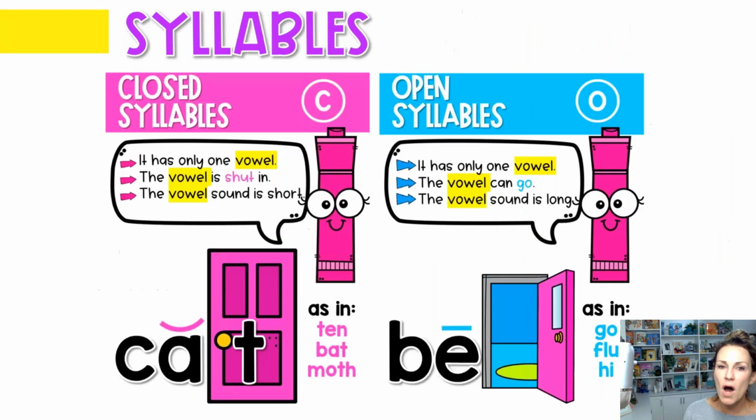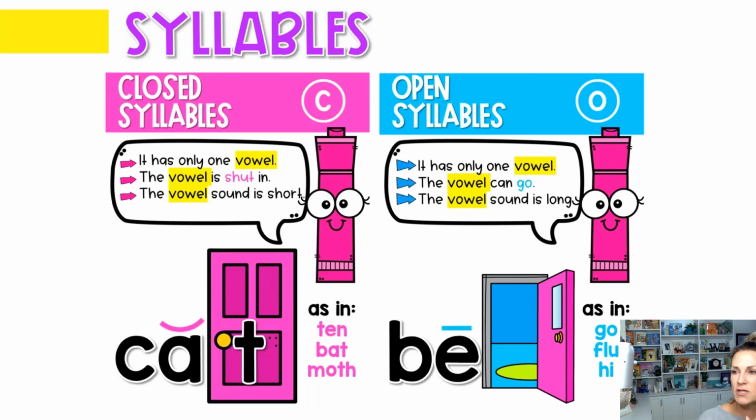So I'm going to walk you through a couple of these. If we were in a live session, we would do a lot of these together. But I'm going to talk to you about a closed syllable and an open syllable. Students should absolutely know this in kindergarten and must know it by the time they exit the school year. So a closed syllable only has one vowel, and the vowel is shut in.